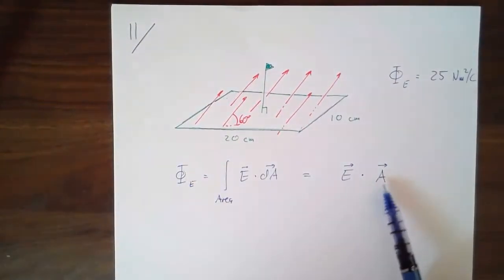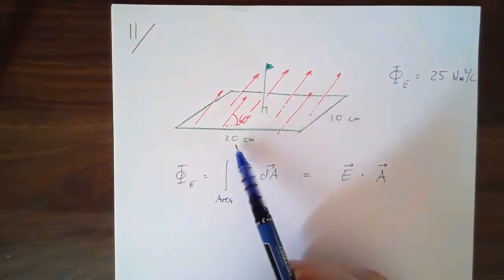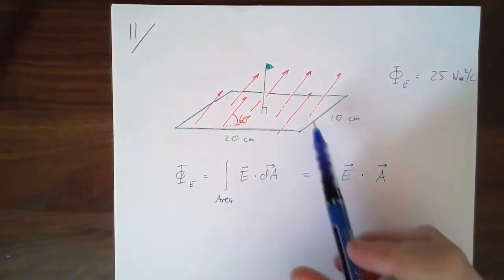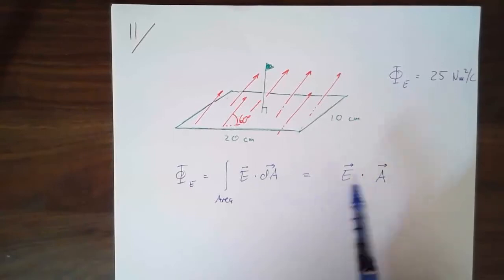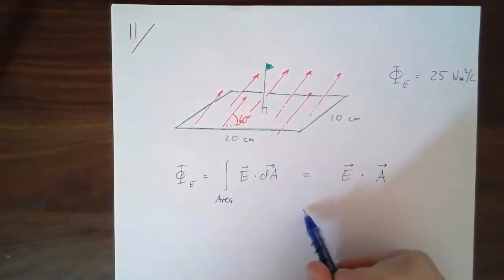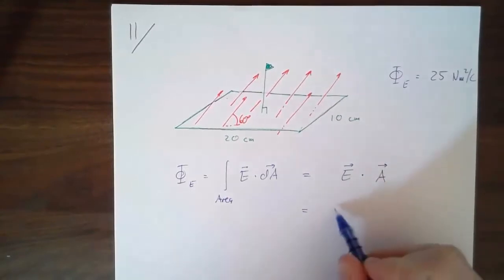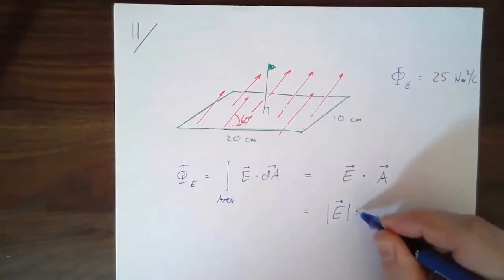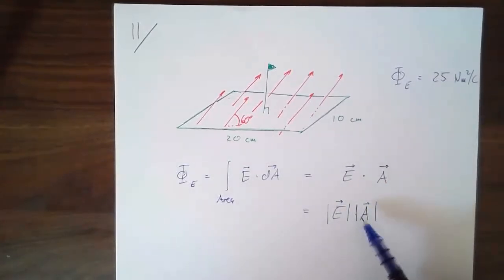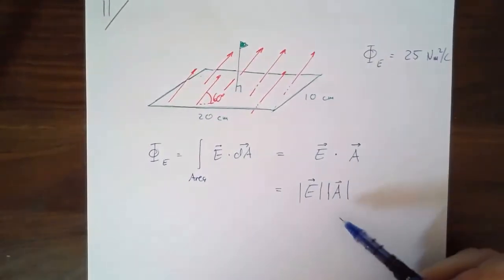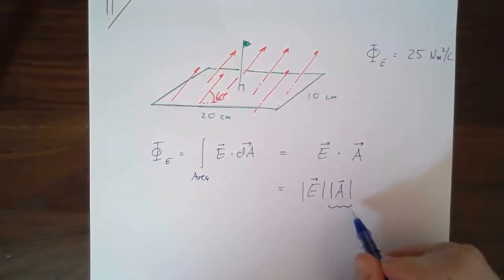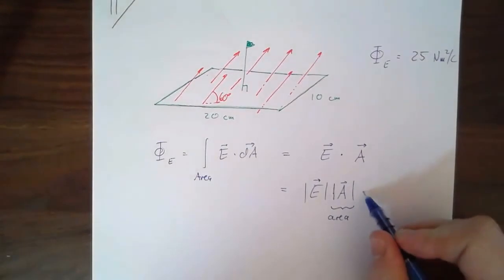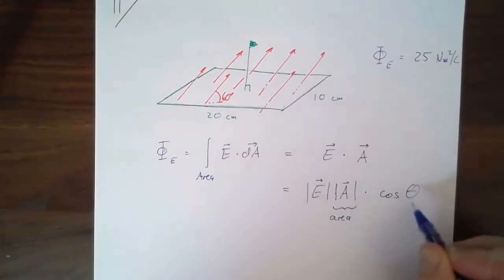I know what the value of this is. You can figure this out. It's a rectangle, 20 centimeters by 10 centimeters. I want to find E. The one thing I have to be aware of, though, is the angle. Because the dot product is E, the magnitude of the first thing, that's the thing I want to find, times the magnitude of the second thing, and the magnitude of the area vector is literally just the area, in square meters, times the cosine of the angle between them.